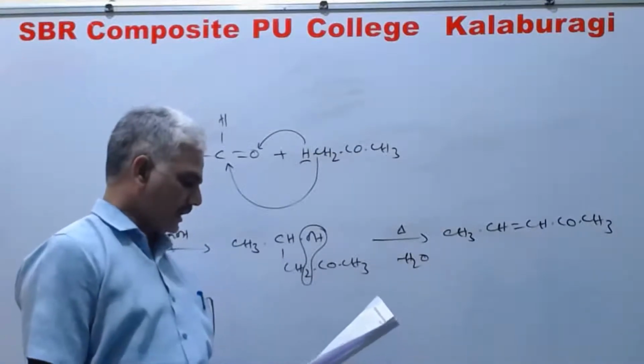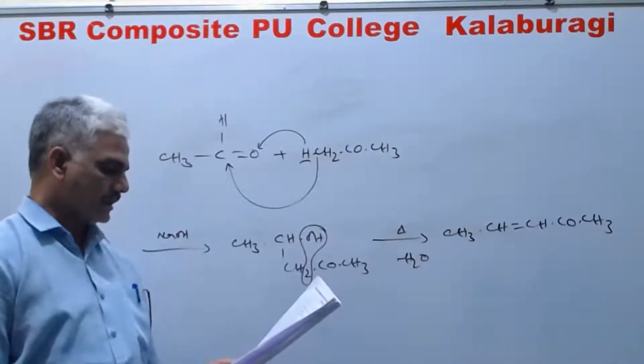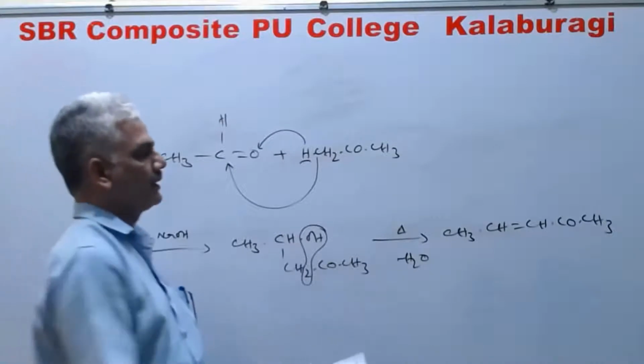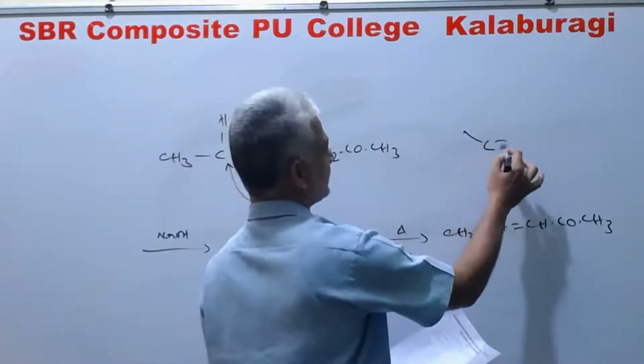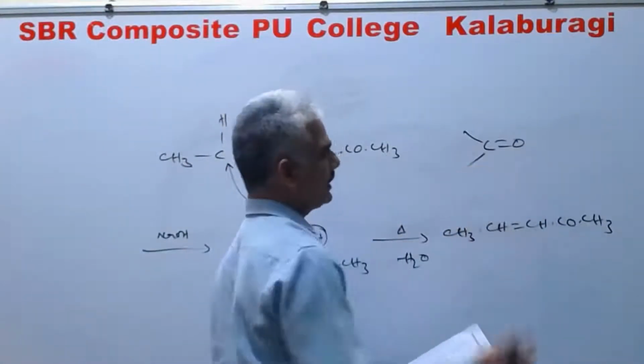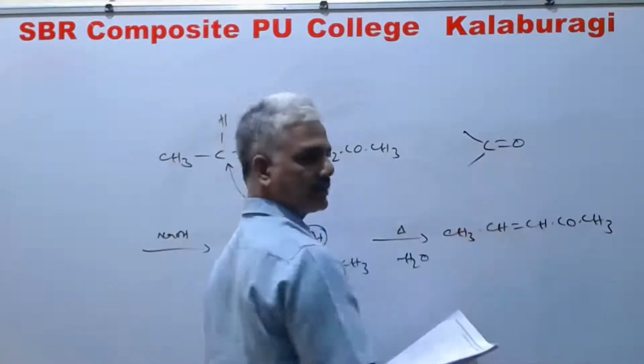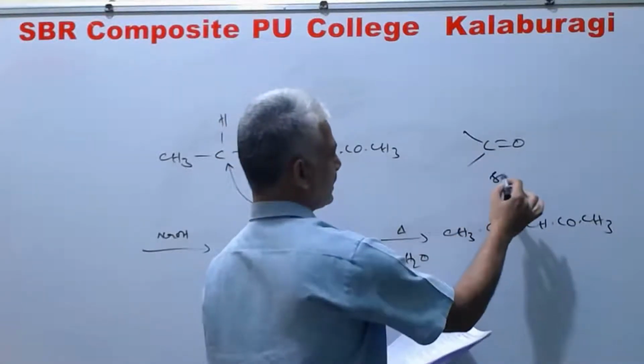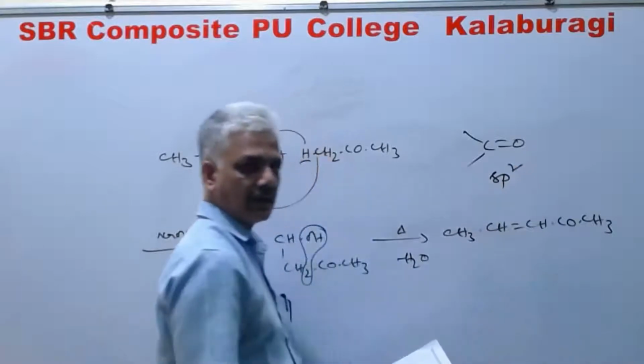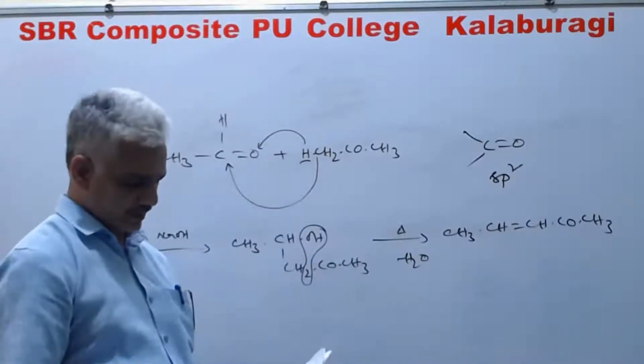Next question. Hybridization of carbon in a carboxylic group is. Carboxylic group is C double bond O. So here carbon is involved in the formation of 3 sigma bonds. That means its hybridization can be taken as equal to sp2.